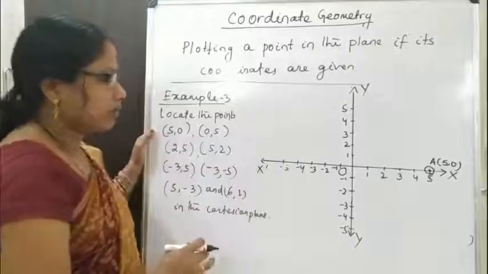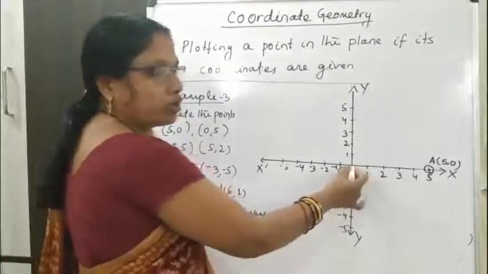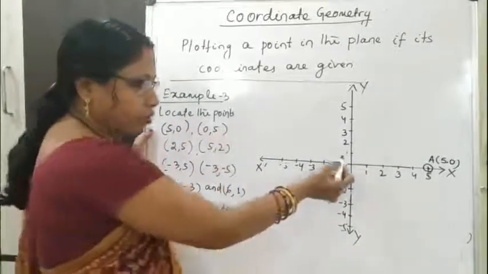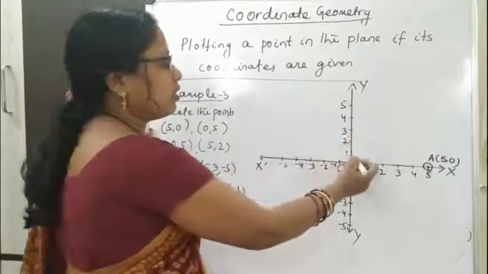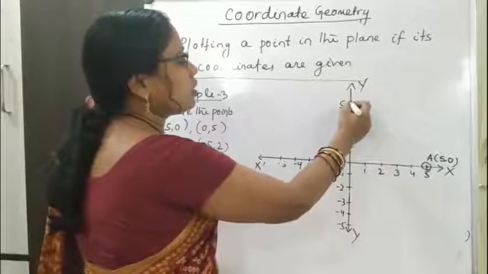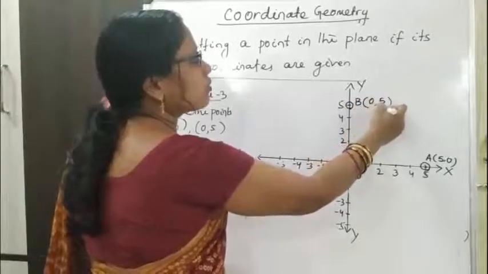Then (0, 5). The x coordinate is 0. That means we will not move from the origin along x. Then the y coordinate is 5. So we will move along the y-axis in the positive direction 5 units, 1, 2, 3, 4, 5. So this point is, let this be B, (0, 5).